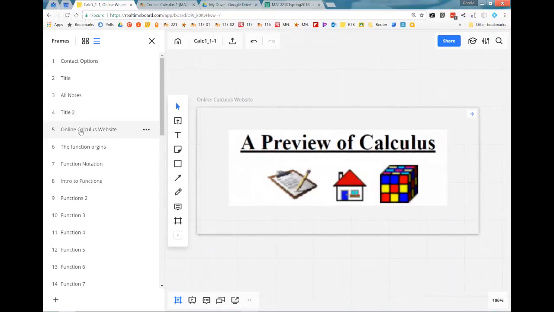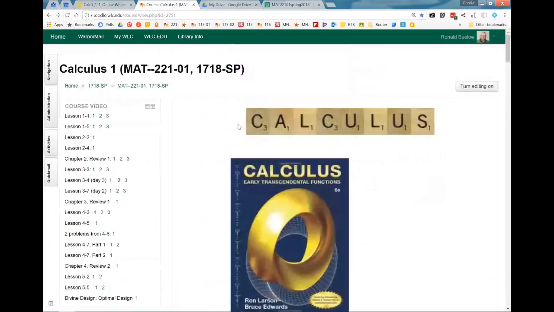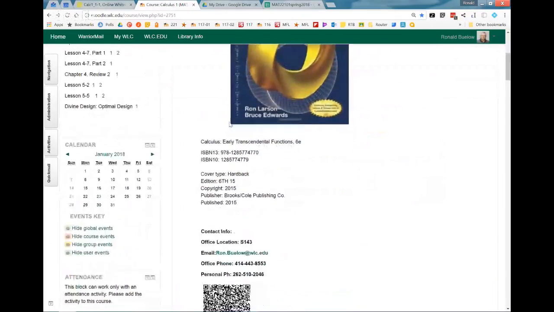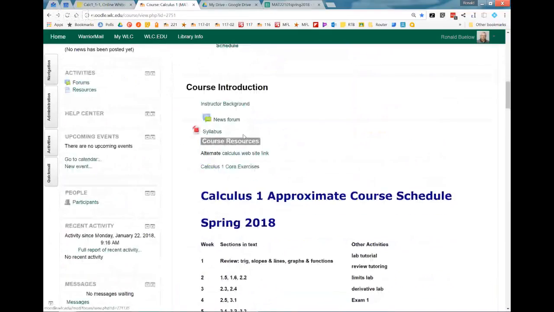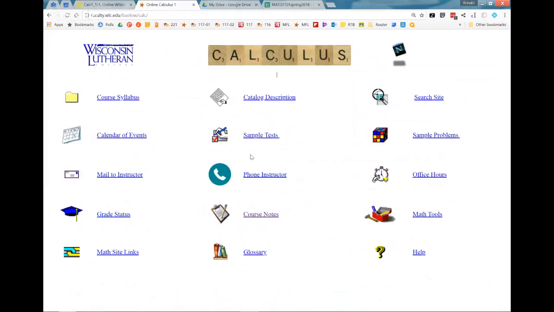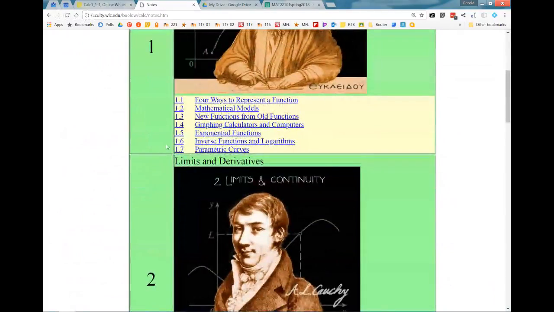Oh, I wanted to show you this. If you go on the course website, you come down a little bit from the book, just past my info. Right under course resources, you'll see this link for calculus website. I don't think I showed that to you yet, but when you click on that, I have a whole independent site here. Especially you want to go to course notes. These numbers don't match up with our book.